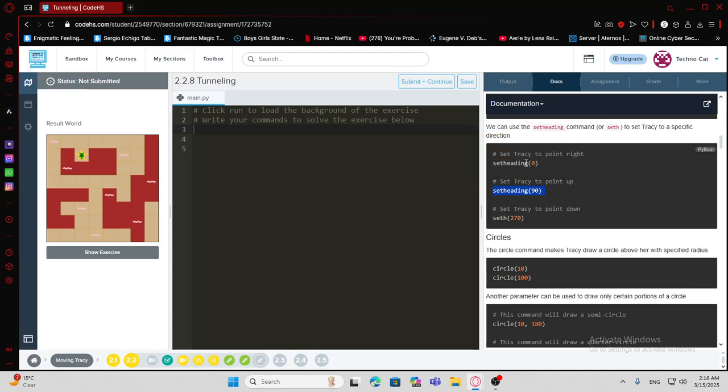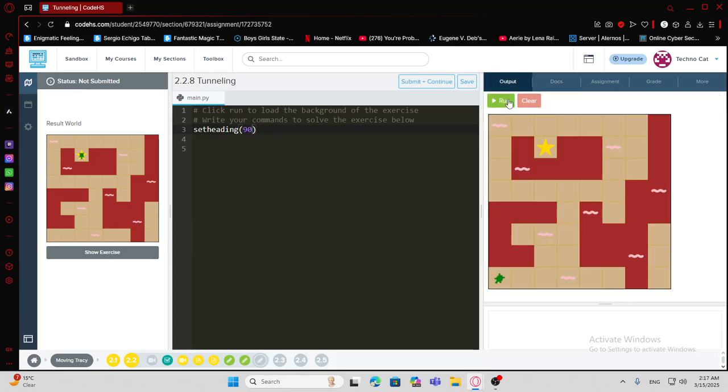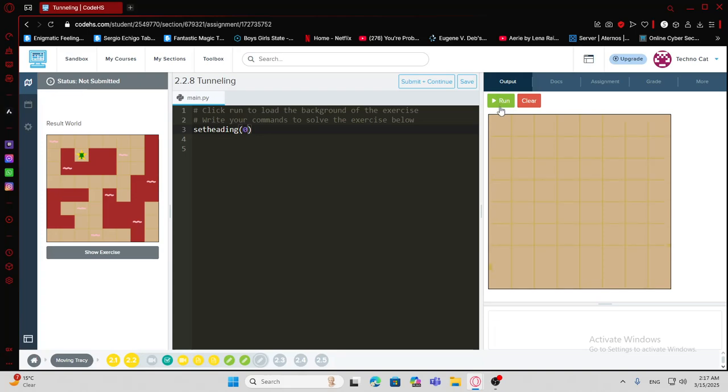Set heading. I'm assuming this is in degrees. So 0 means Tracy's facing the right, 90 means she's facing up, 270 would mean she's facing down. So we just need Tracy to start facing the right. So 90. Oh, my bad. 90's up. I mean to the right, so it should be 0.